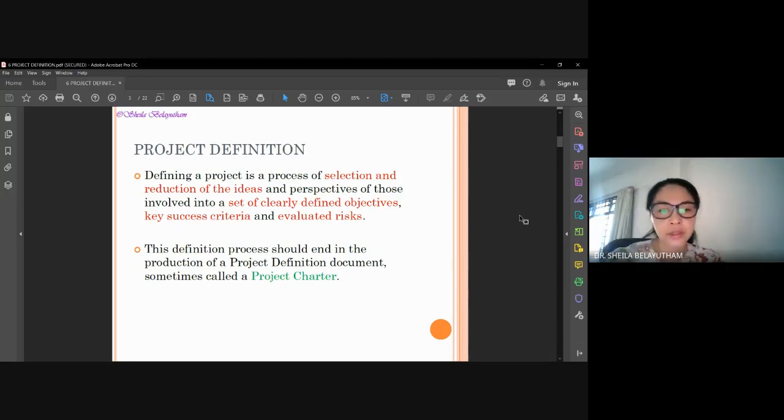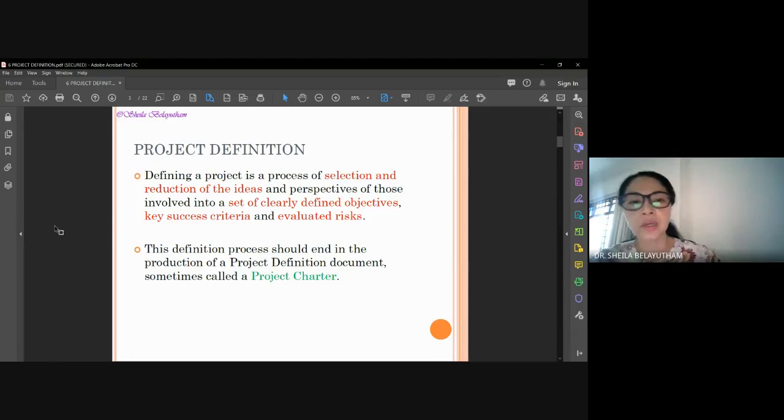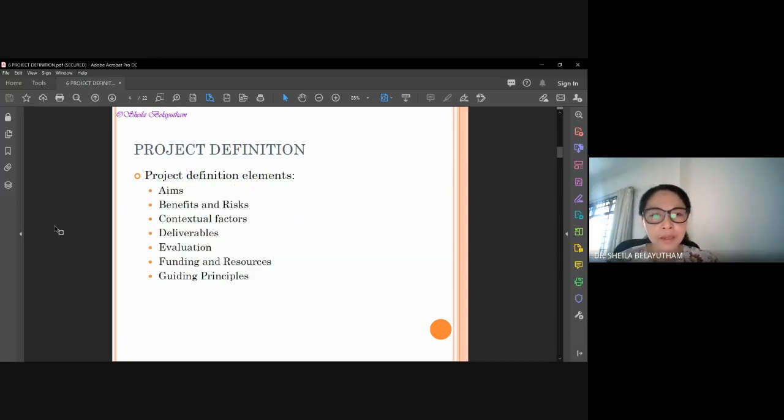In this situation, the project manager would be the person who is given the authority to conduct further processes from here. The project manager that we are talking about is the project manager in the client's organization. It is not the project manager involved with the contractor. It's a project manager on the client side. These are several elements that could be included in a project definition.